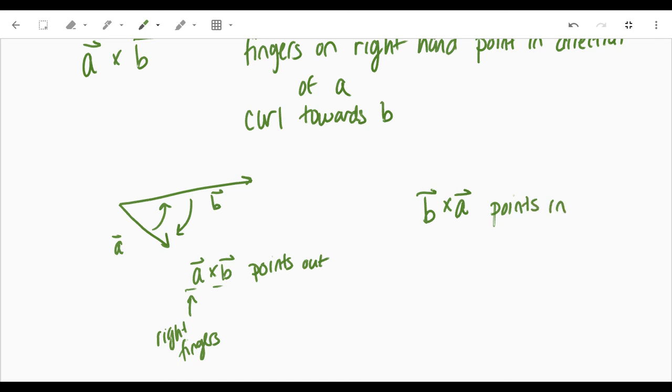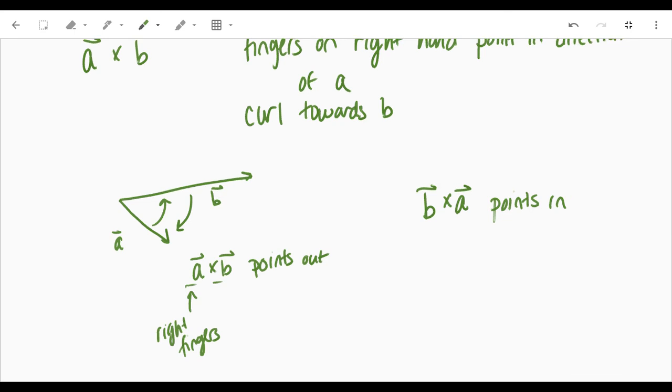Okay, so A cross B will get me the vector that's orthogonal to both A and B and is pointing out of the board. B cross A will get me the vector that's orthogonal to both A and B and is pointing into the board. And the only difference there will be the positive and negative signs on them.